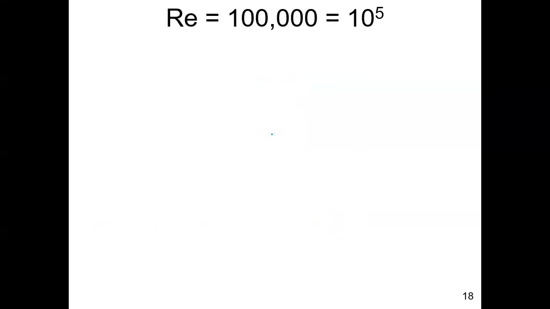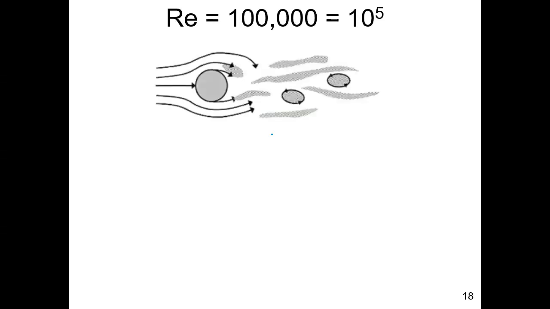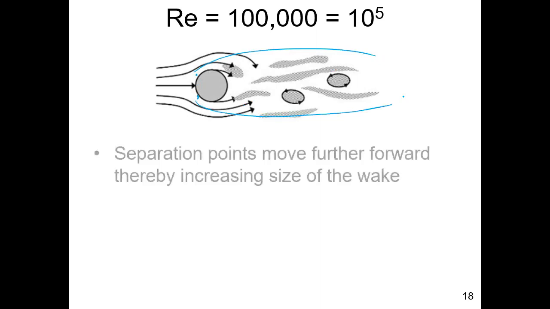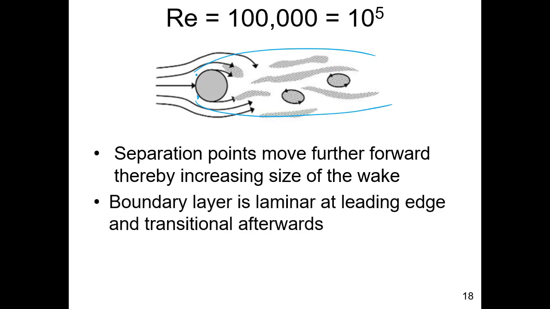So, Reynolds number of 100,000. Now what's happening at a Reynolds number of 100,000 is the points of separation are moving further forward. And that, of course, increases the size of the wake, which will further increase the pressure difference from front to back. The boundary layer is laminar at the leading edge and transitional afterwards. So we still have not achieved a completely turbulent boundary layer.